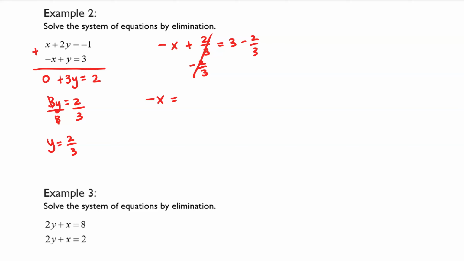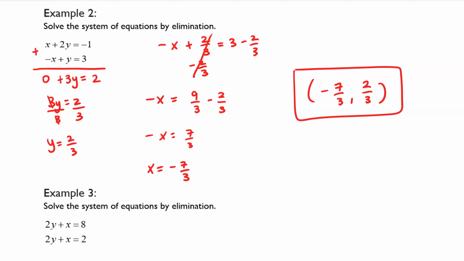And this is starting to look familiar. We might have already done this one before by graphing in a previous example, but let's continue and do this anyway. So 3 is the same thing as 9/3. And we get negative x is equal to 7/3. And if I divide or multiply both sides by -1, then I get x equals -7/3. So I think if I remember correctly, this is a repeat, but up above we did it by graphing. So here is our final answer for that one.